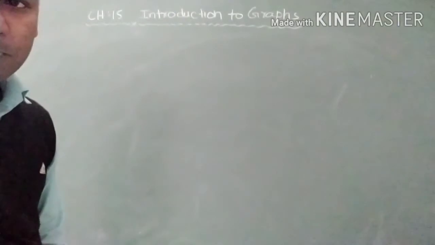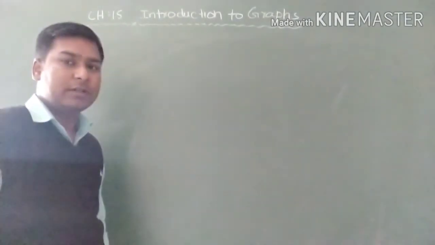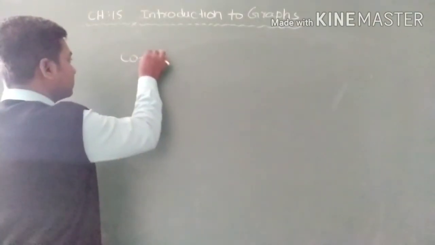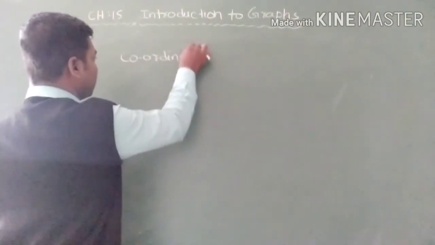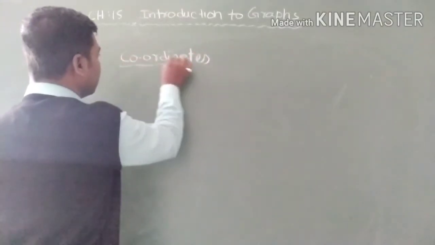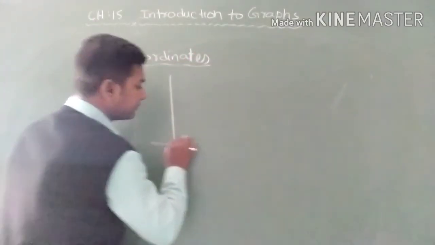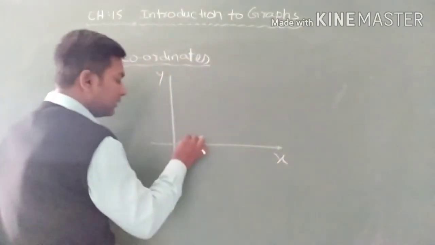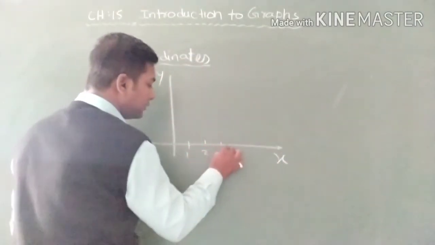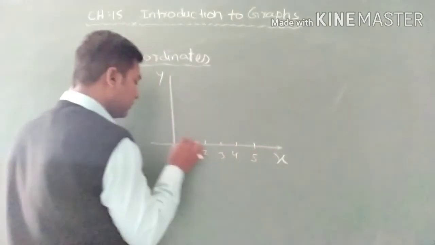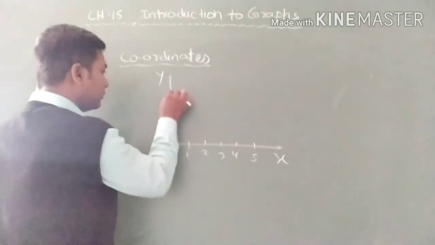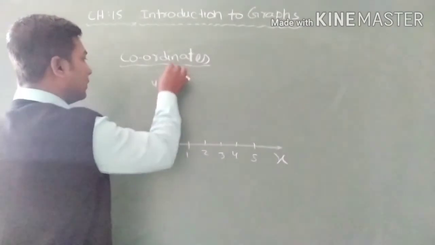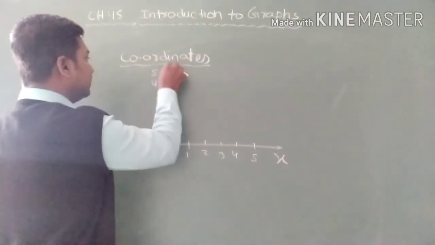So one more thing here, coordinates. Okay. Let's suppose this is the y-axis, this is the x-axis. Okay. The points are 1, 2, 3, 4, 5. Now it will be 1, 2, 3, 4, and this will be 5. Okay, this is the y-axis.